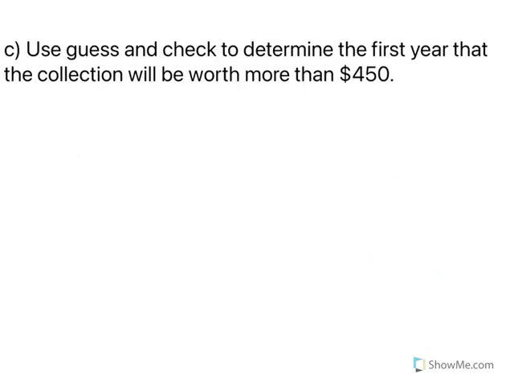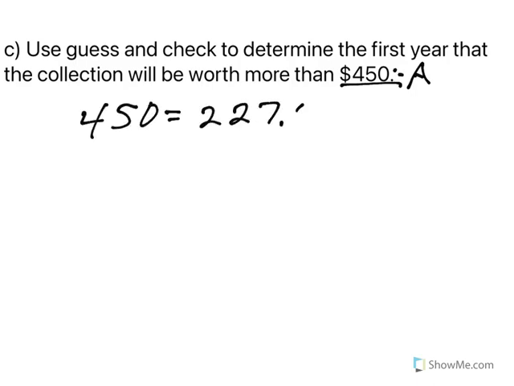Okay, and the last part here, use guess and check to determine the first year that the collection will be worth more than $450. Okay, so we're saying the ending amount. So 450 equals 227.67 times 1.09 to the T power. So guess and check means we're trying to figure out what value of T puts us over the 450 mark.